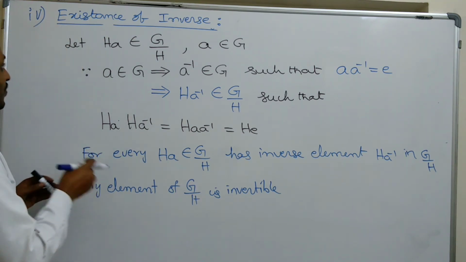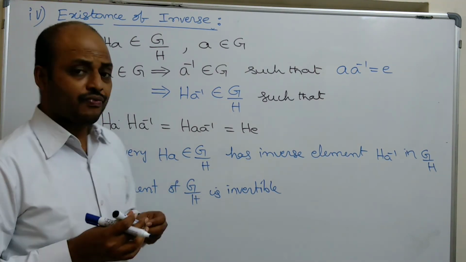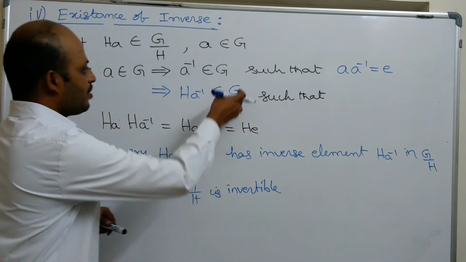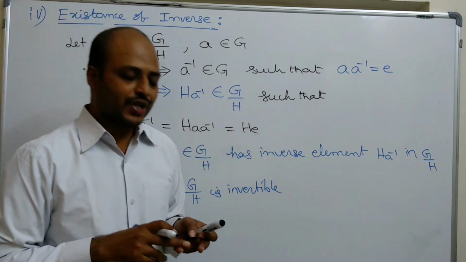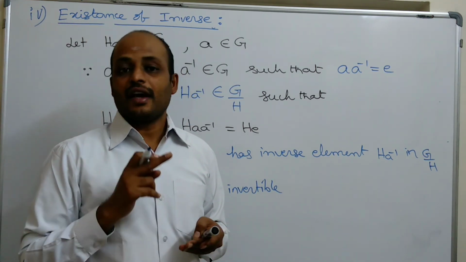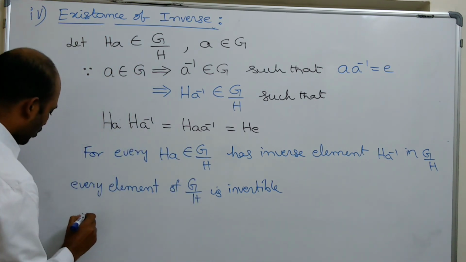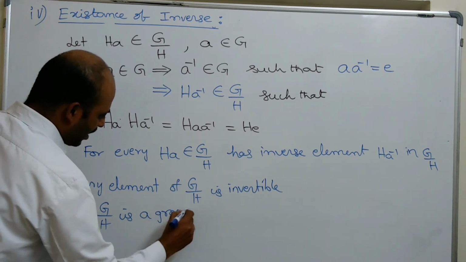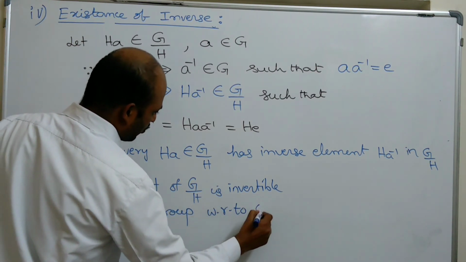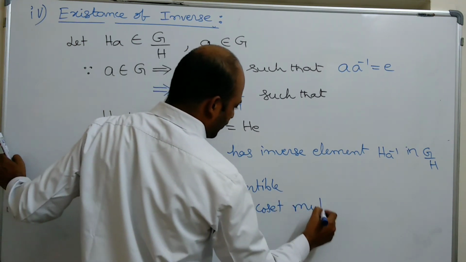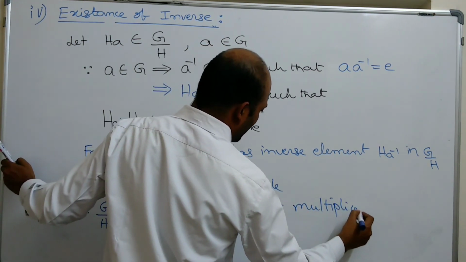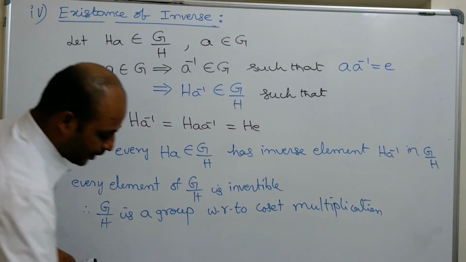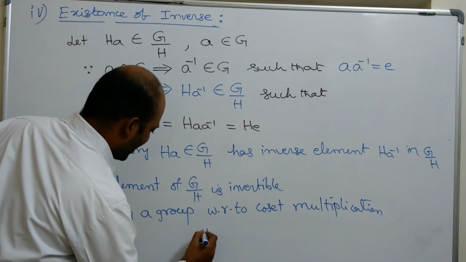You observe that from this we prove that all four axioms of a group are satisfied. G by H satisfies the closure axiom, associative axiom, existence of identity, and existence of inverse. Therefore, we conclude that G by H is a group with respect to coset multiplication. This completes the proof. Hence proved.